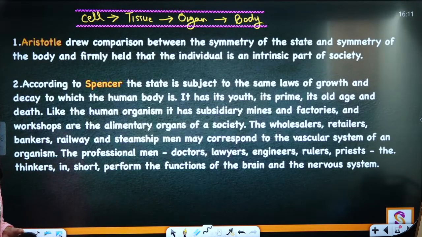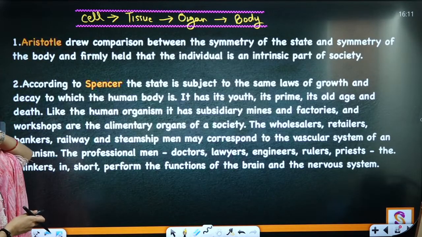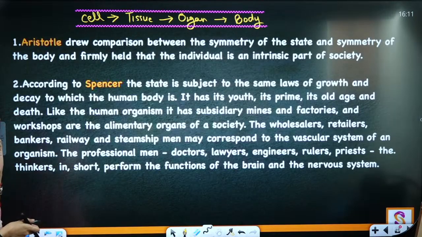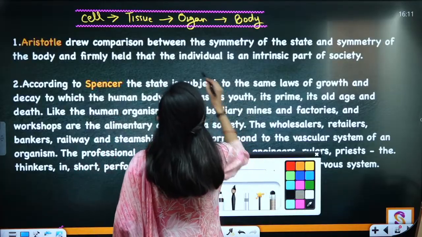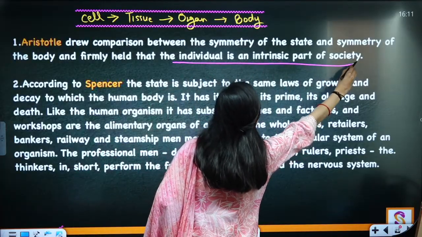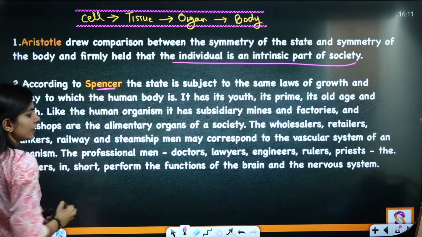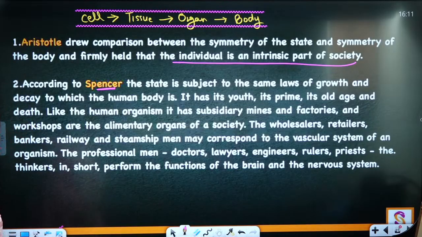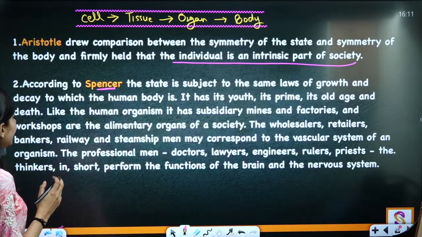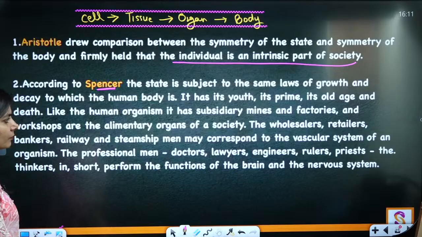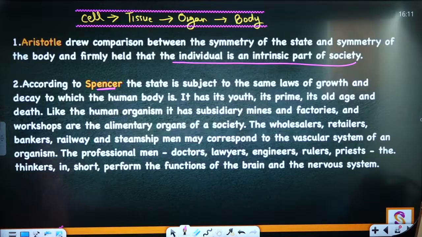Now try to understand here. Aristotle, as he drew a comparison between the symmetry of the state and the symmetry of the body, said the same thing, that individuals are an intrinsic part of society. In the same way, Spencer was also specifying about it, and he said that the state is subject to the same laws of growth and decay to which the human body is. He was referring to the situation while giving another view.